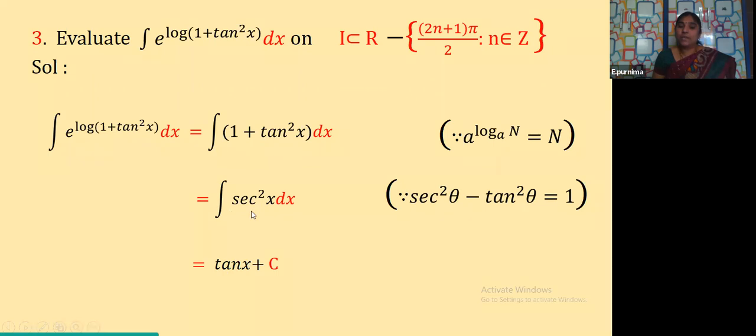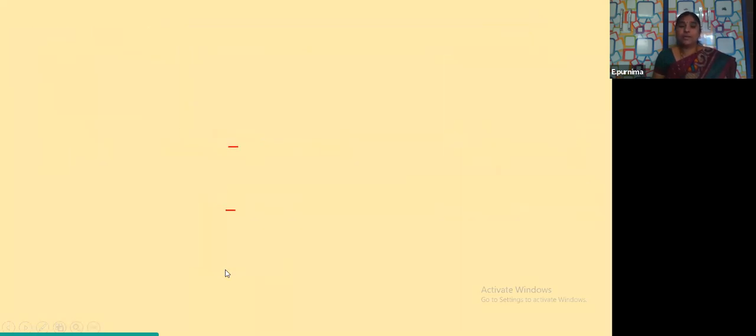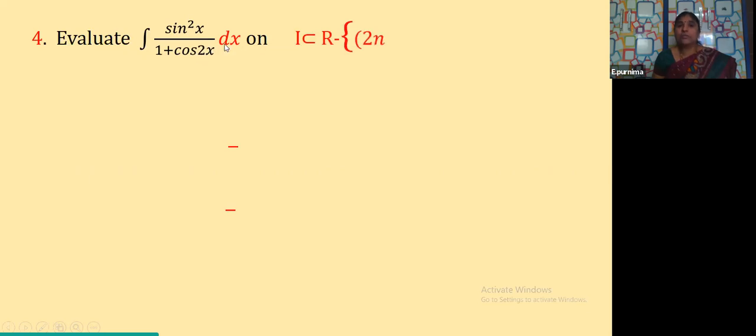Then the integral of secant square x should be how much? Tan x. So now this is your answer. Clear? Now let us see another sum here. Evaluate the integral of sin square x by 1 plus cos 2x dx. It is not cos square, children, it is cos 2x. Clear? On this interval. Okay.